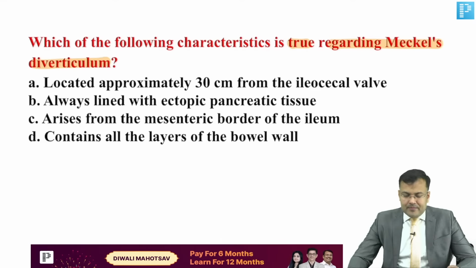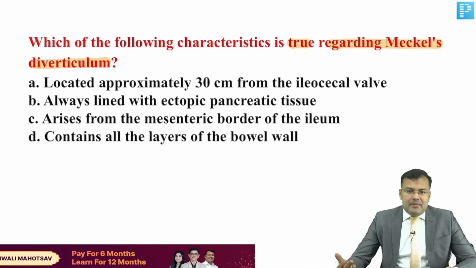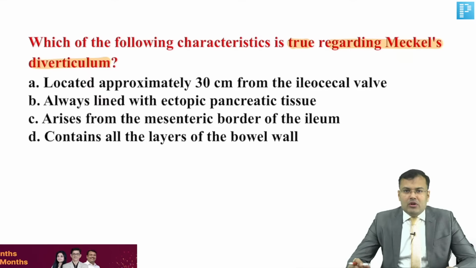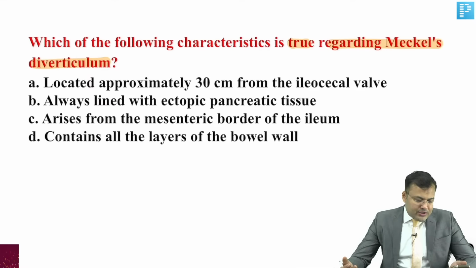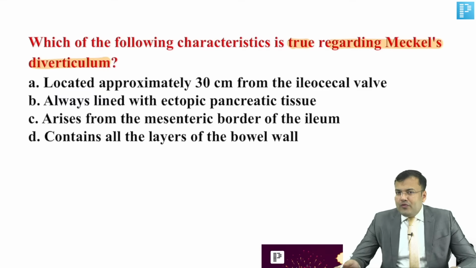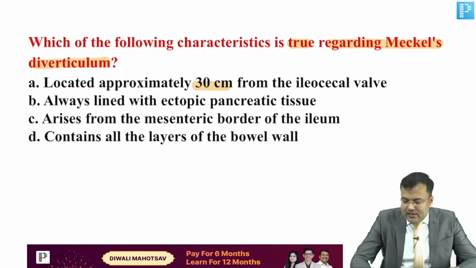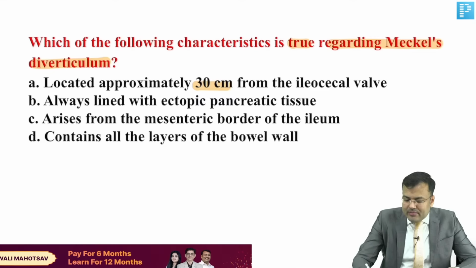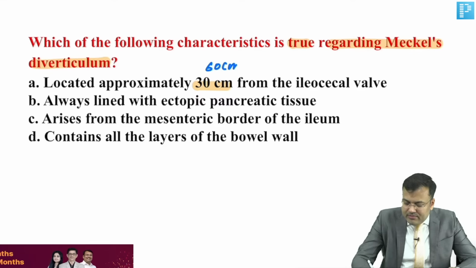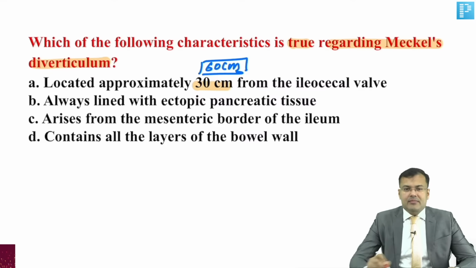You know that Meckel's diverticulum is characterized by the rule of 2: seen in 2% of the population, located 2 feet proximal to the ileocecal junction. So see the first option, it says located 30 centimeter, actually it is 60 centimeter. 2 feet proximal means it is located 60 centimeter, right?